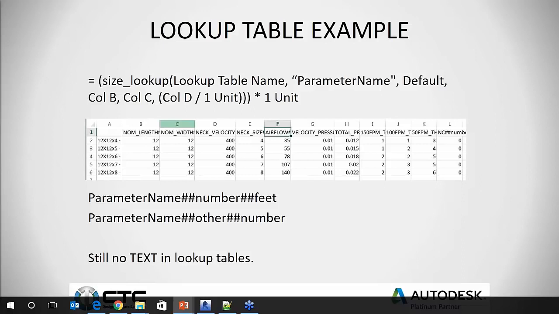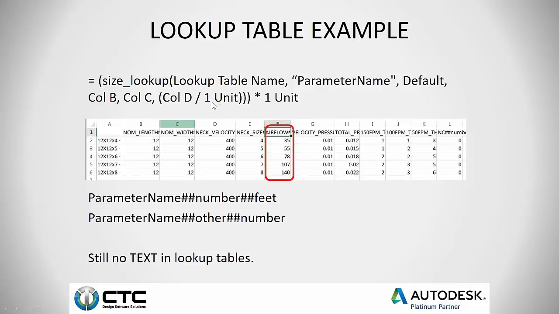So you can either put in a value for column B or you can put in a parameter name to take a look at values in column B. Same with C, D. You can keep going along the columns. It's just going to go in order. As you can see, column D, I'm using the divide by 1 to make it unitless, and then when we're all done, we multiply the whole works by 1, in this case, to get CFM.